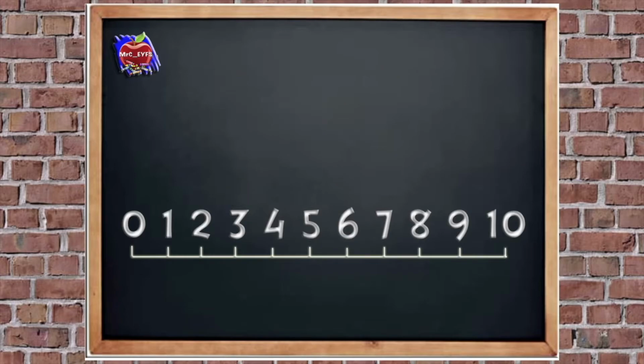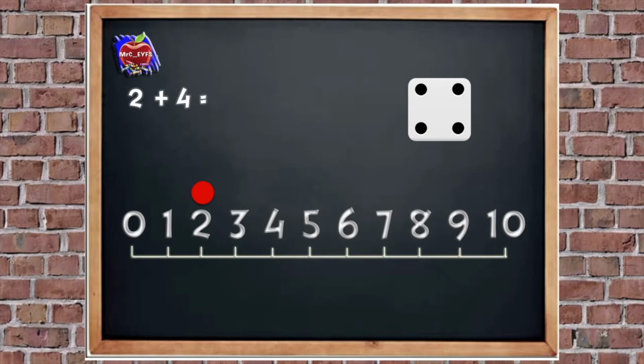Right, now let's try some more addition. So I'm going to start on number 2 and I'm going to make a number sentence. So I'm going to put number 2 up on my board. Then I'm going to roll a dice to see how many I need to add to number 2. So here we go. How many do I need to add? Yeah, 4. So my number sentence will say 2 add 4 equals.